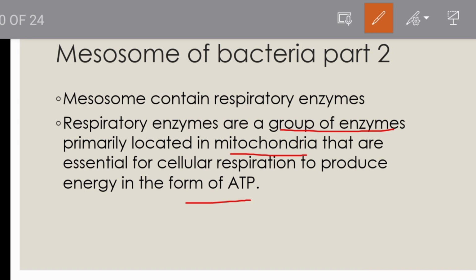mesosome contains respiratory enzyme in the cell membrane. In what part of the cell membrane? Mesosome part. And in this mesosome part, respiration occurs from which bacteria get ATP. So our lecture of bacteria structure of mesosome ends here.